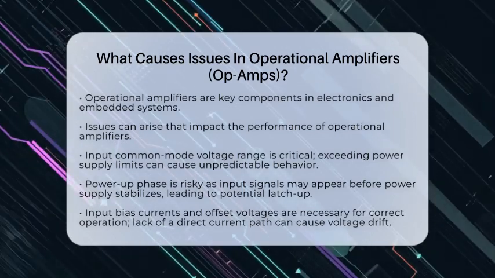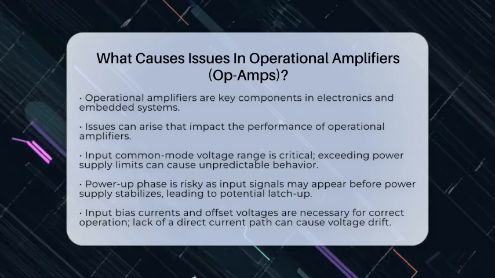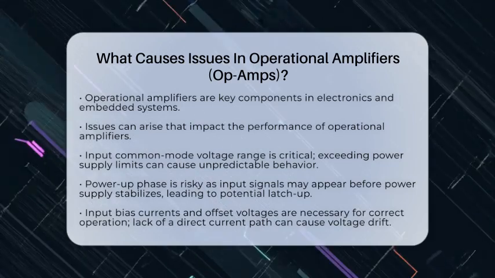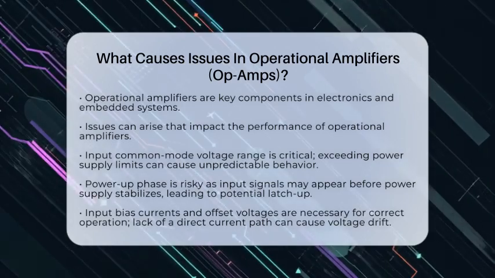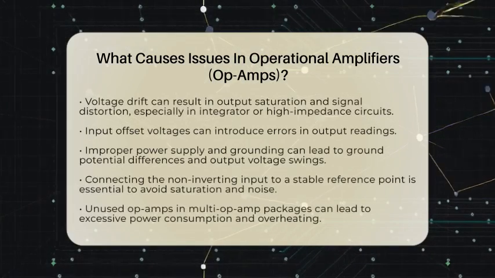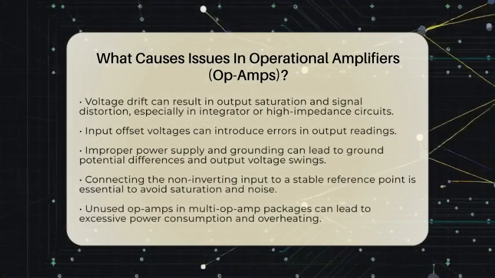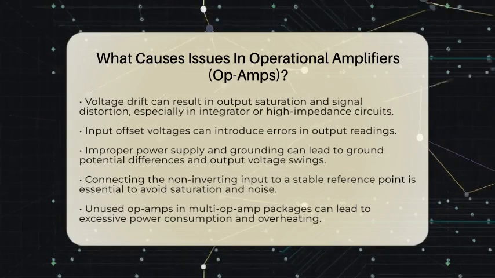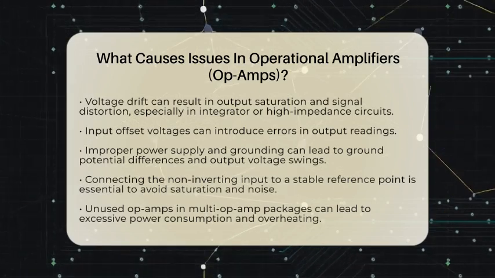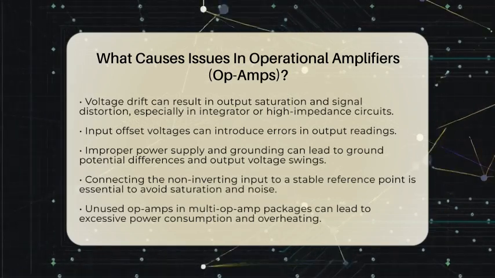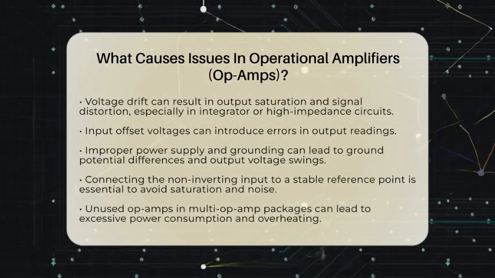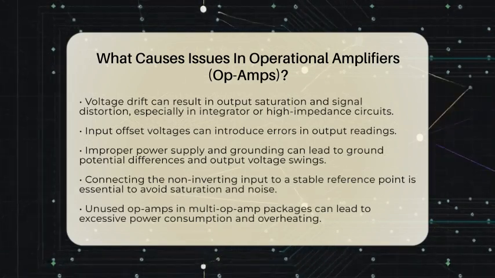damaging the chip. Next, we have input bias currents and offset voltages. Operational amplifiers need a small bias current at their input terminals to function correctly. If there is no proper direct current path for this bias current, it can cause voltage drift over time. This is particularly problematic in integrator or high-impedance circuits, leading to output saturation and signal distortion. Input offset voltages, which are tiny voltage differences at the input, can also contribute to errors in the output.